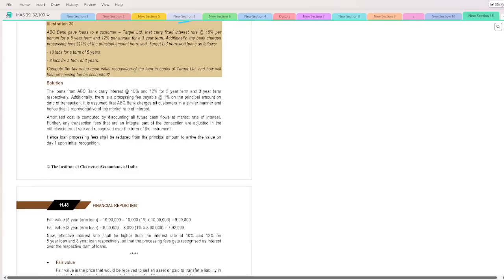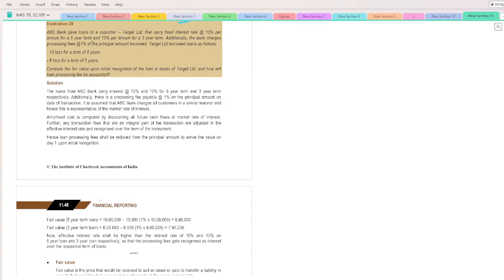Coming to the example, ABC Bank gave a loan to a customer, Target Limited, that carries a fixed interest rate of 10% per annum for 5 years and 12% per annum for 3 years. Additionally, the bank charges a processing fee of 1% of the principal amount borrowed. Target Limited borrowed the loan as follows: 10 lakh for the 5 year term and 8 lakh for the term of 3 years. Compute the fair value upon initial recognition of the loan in the books of Target Limited and how the loan processing fee will be accounted for.